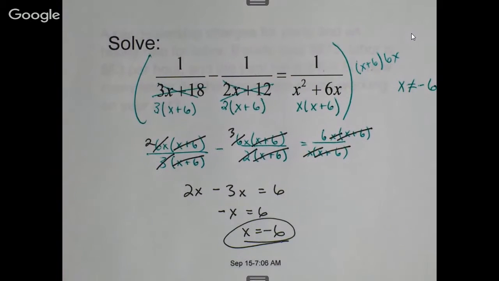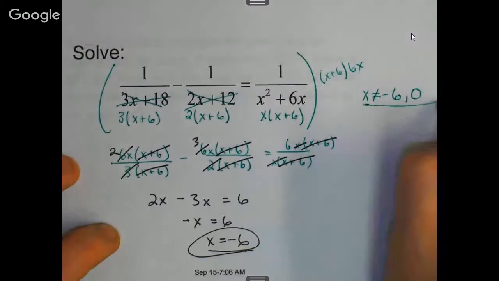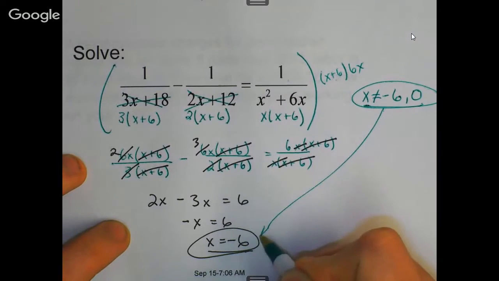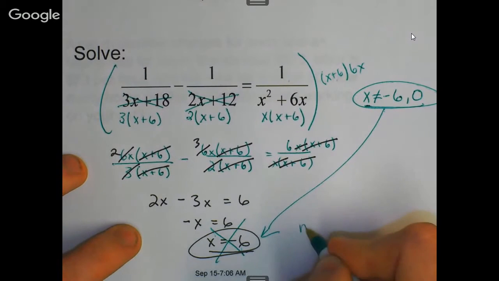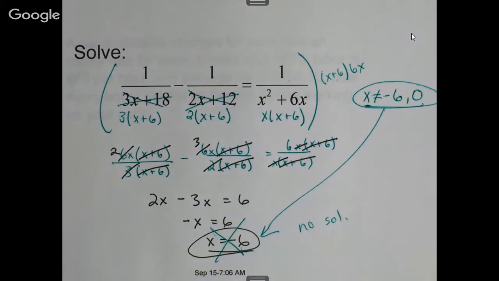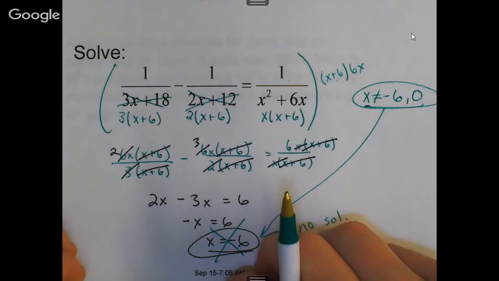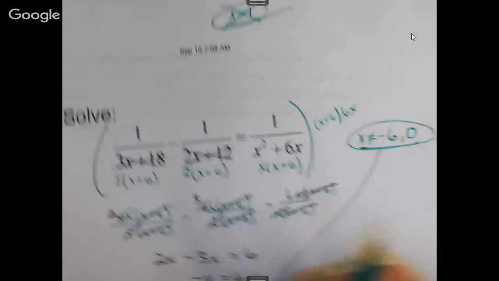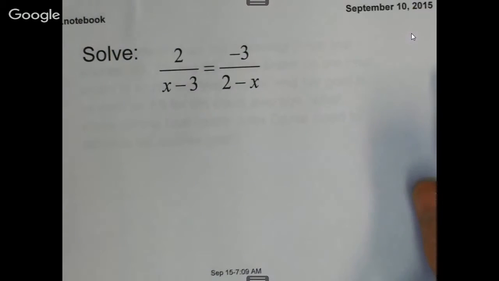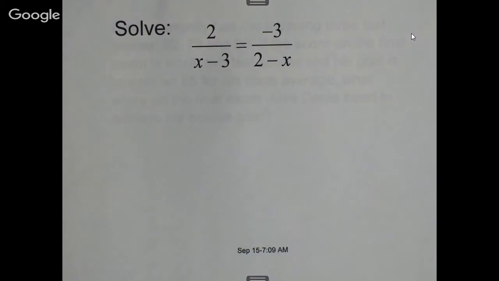But again, we had up here that x cannot be negative 6, so no solution. Okay, you really have to watch out for these no solution type problems. All right, let's hope to get a solution on this one.